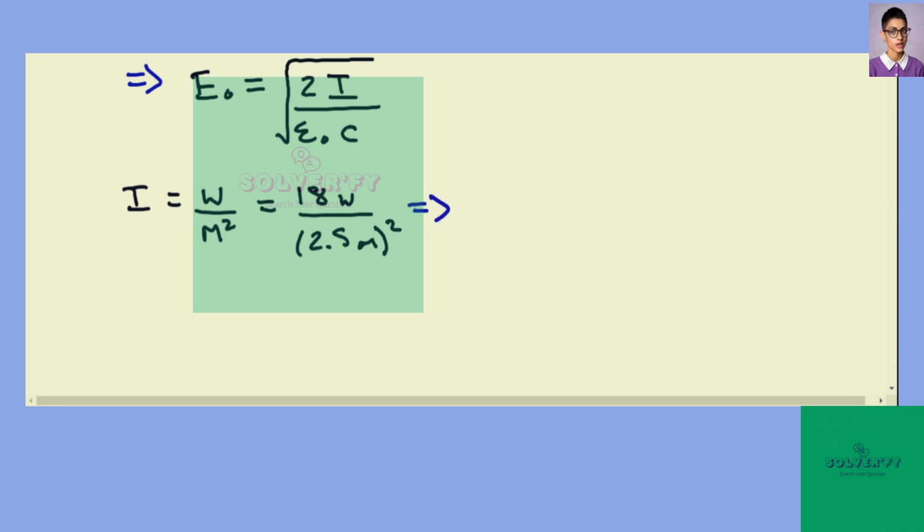And so for intensity, we get 2.88 watts per meter squared. So now we can plug in our numbers to find the electric field. So we have 2 times the intensity of light, which we just found, 2.88.